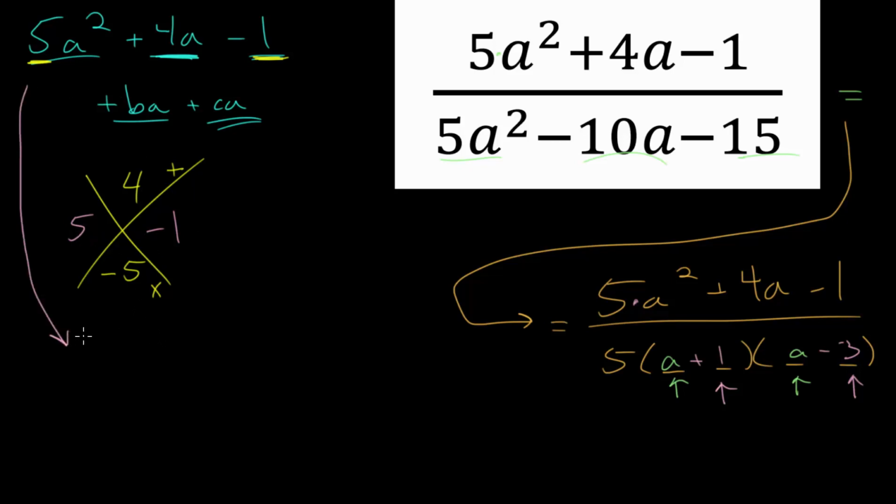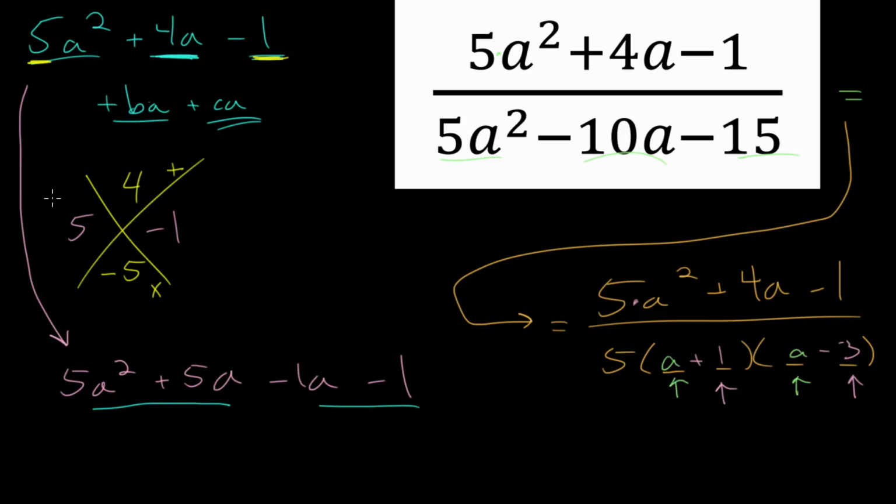So now we can rewrite this as 5a squared plus 5a minus 1a minus 1. And now we can use the grouping method. We can pair the first two together and the last two together.